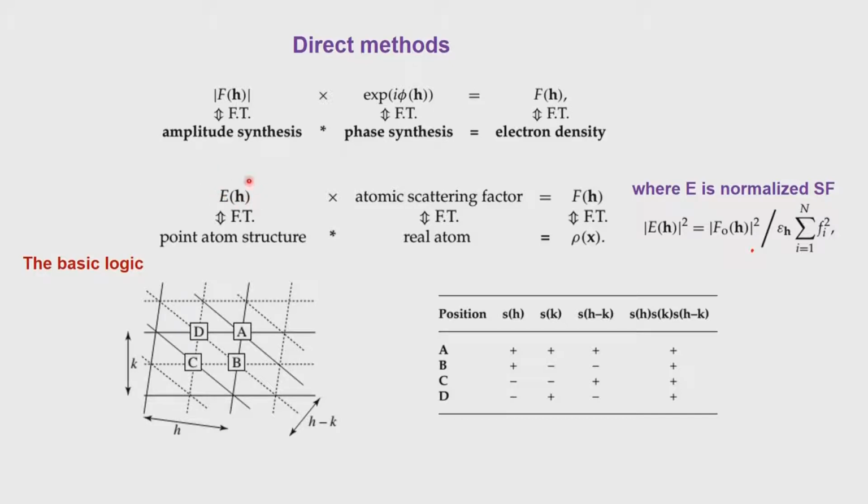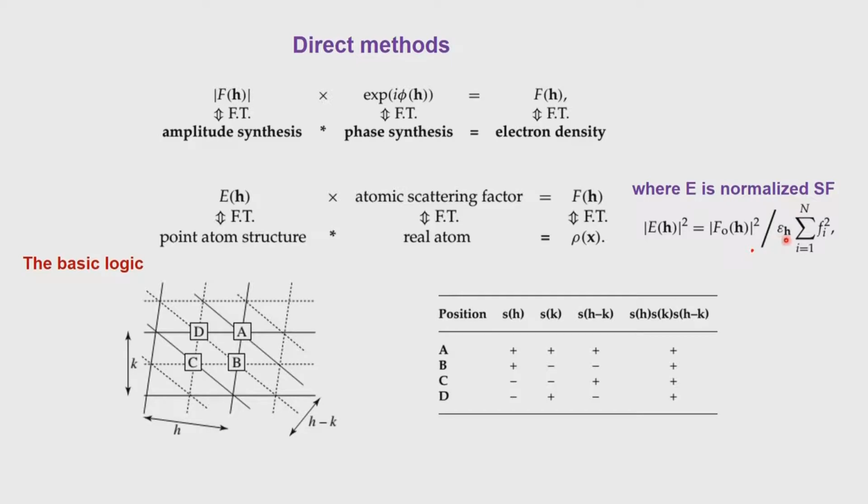How do we do the normalization? That expression is given here. E of H squared is equal to F naught of H squared, which is our intensity that we have measured, divided by the sum over i equals 1 to n of all the atoms whose atomic scattering factor is known under that particular structure. So, if we know the number of atoms or the molecular formula, we can calculate this quantity.